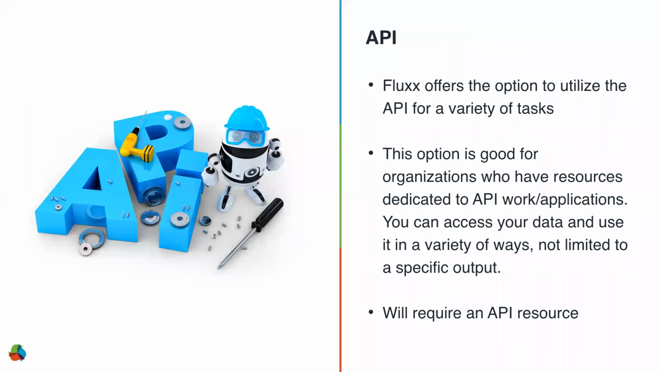So now let's get into some of the more advanced options using a secondary database or the API tool. Fluxx does have an API that is usable for a variety of options. If you have a resource dedicated to API development, you can use the Fluxx API to pull data and create reports and visualizations all to your own specifications. This option is not reliant upon the Fluxx UI, so you could do quite a lot of cool, creative things with the Fluxx API.